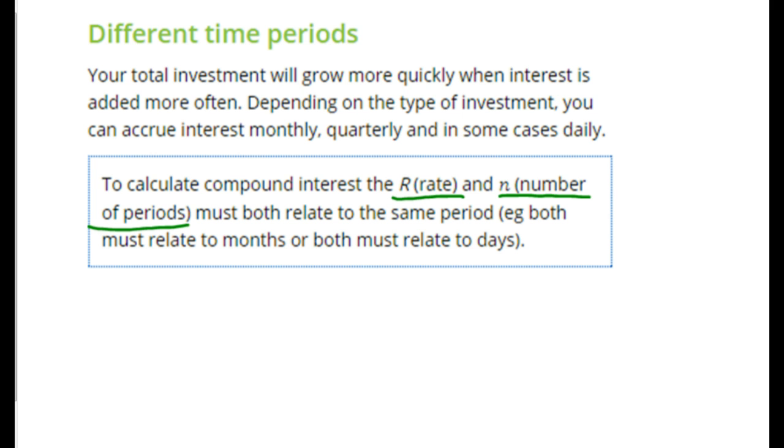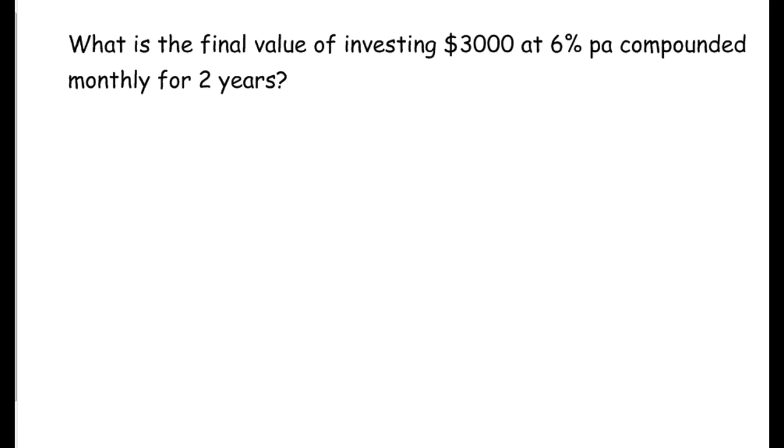Please make sure you have these notes written down. Okay, what is the final value of investing $3,000 at 6% per annum compounded monthly for 2 years? Okay, this is a little bit different to the last one. Again, it's helpful to write everything out, especially this time because there's a few more things. P, R and N. Okay, the principal, that doesn't change. Okay, I'm still putting in $3,000. But my interest rate, that does. At the moment, it's 6% per year, but I'm compounding it monthly.